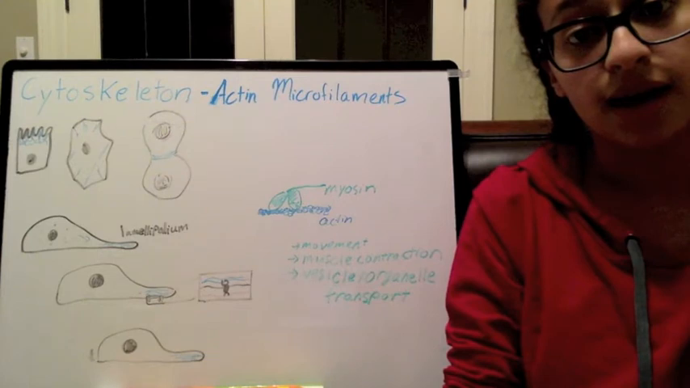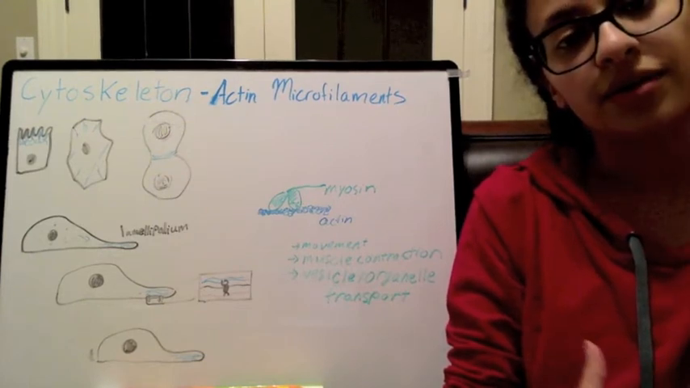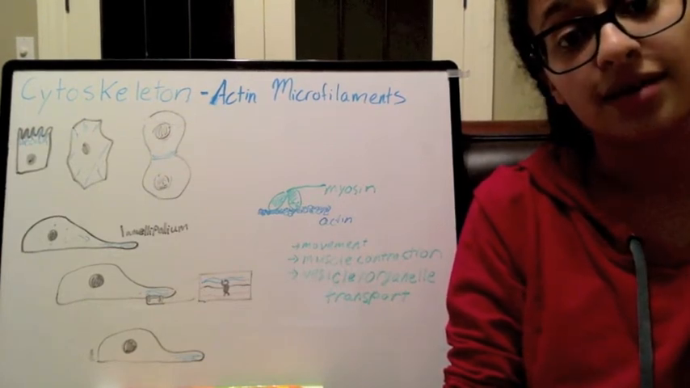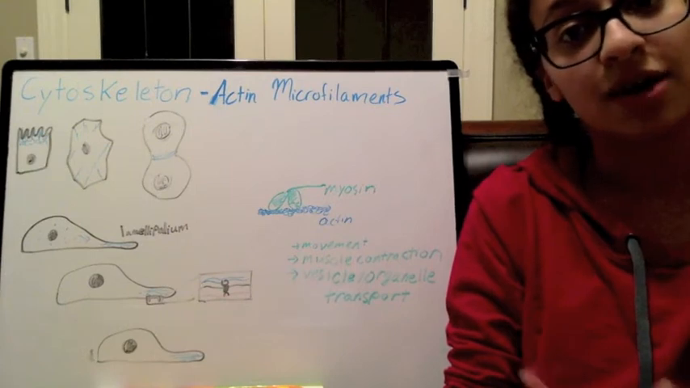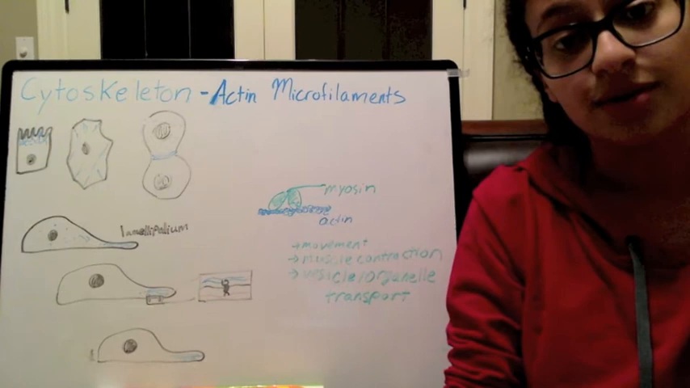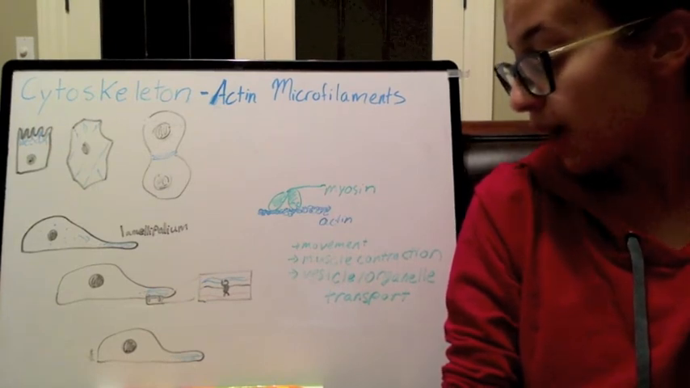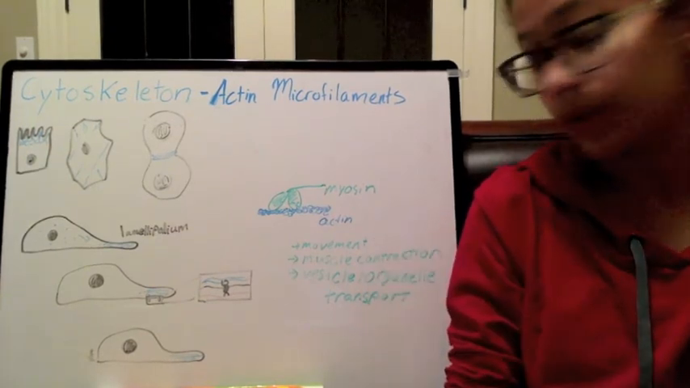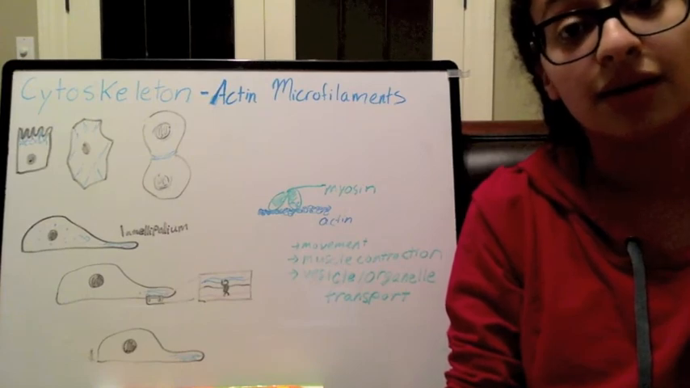Actually, myosin and actin were discovered in muscle cells, but now actin is known to be in all animal cells, and it's actually the most abundant protein in animal cells. And then we also have myosin can also help in vesicle and organelle transport.